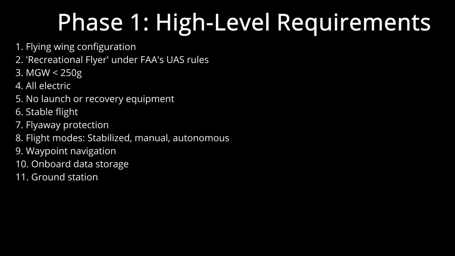Number 11, ground station. We need a way to remotely monitor and control the aircraft. And this is also why I call it a UAS, system, instead of a UAV, vehicle, because it's not just about the aircraft. It's about the total system of the ground station and the aircraft working together to complete the mission. Number 12, bidirectional telemetry. The aircraft and the ground station need to be able to talk to each other.